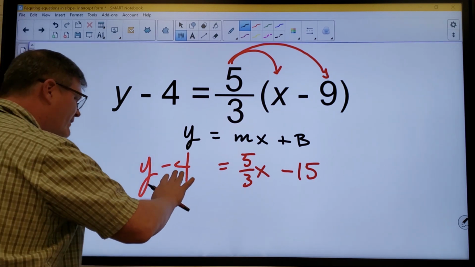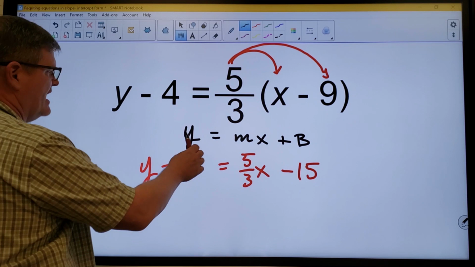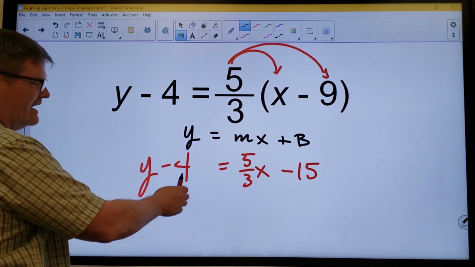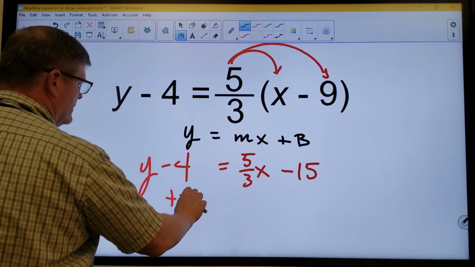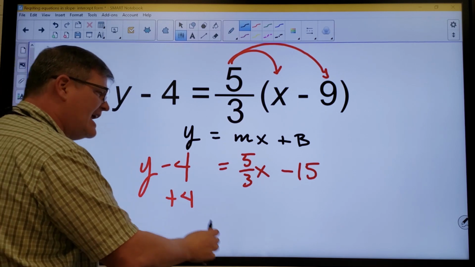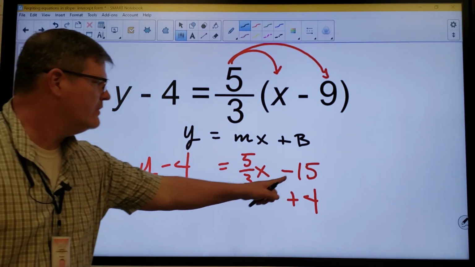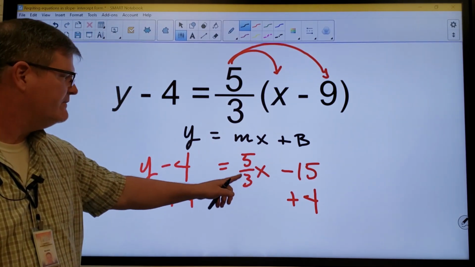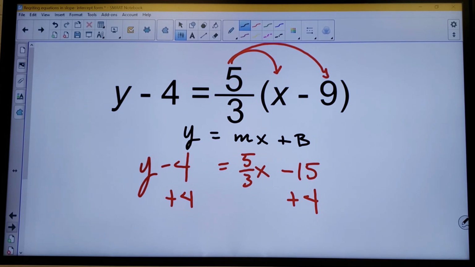Now I have a negative 4. Am I supposed to have a negative 4 on that side? No. We're not supposed to have anything over on this side except the y. So how do we get rid of a negative 4? Well, we're going to go ahead and add 4. So plus 4, and then we're going to come over here, and we're only going to add the 4 to the negative 15 because these are the only like terms. We can't add 4 to a 5/3 x because they're not like terms. They do not have the same variable.